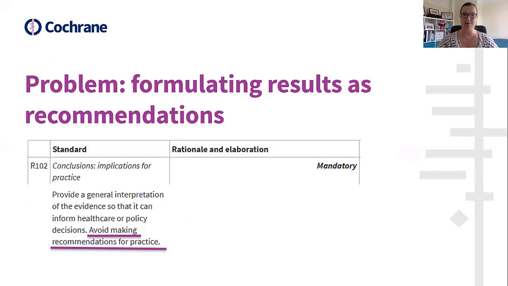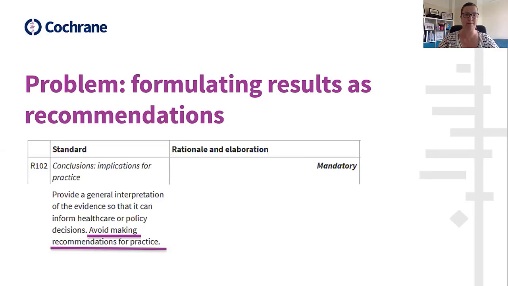And the last problem I'm going to mention is one that people really do love to debate against, this idea that Cochrane reviews should not formulate results as recommendations. So the aim of a Cochrane review is to provide the best available evidence, to provide a summary of that evidence and give an indication of the certainty of that evidence.